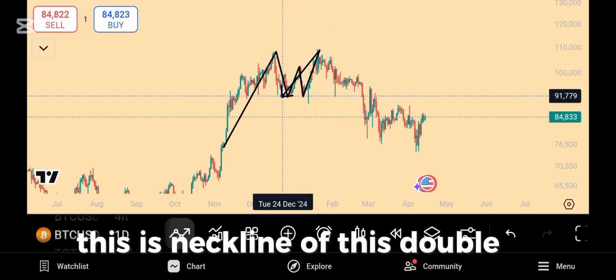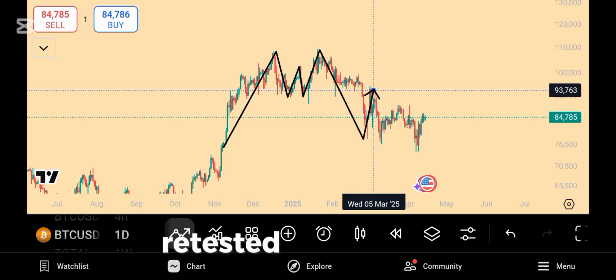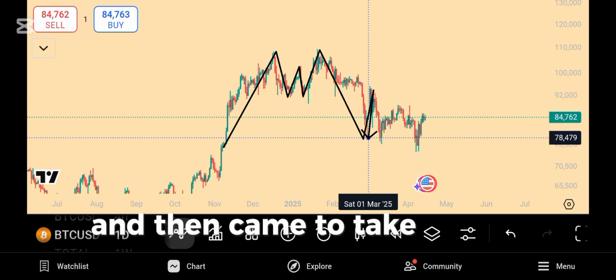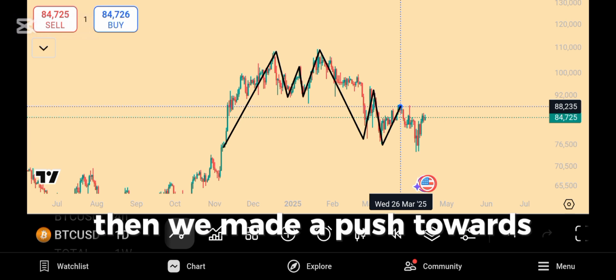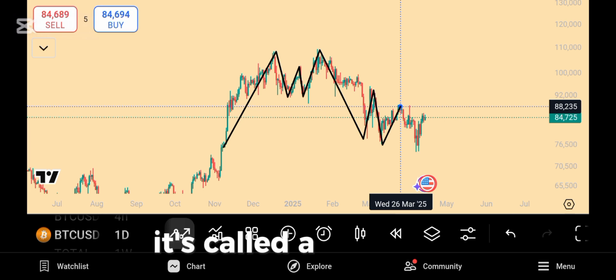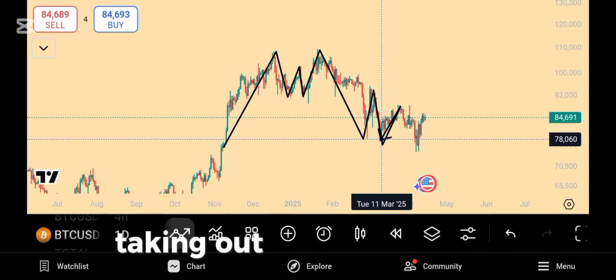This is the neckline of this double top, which we broke out of. Next, we retested the neckline, and then came to take out the low that was formed. Then we made a push towards creating what's called a lower high. We created a lower high and then went back down to create a lower low, taking out this previous low.